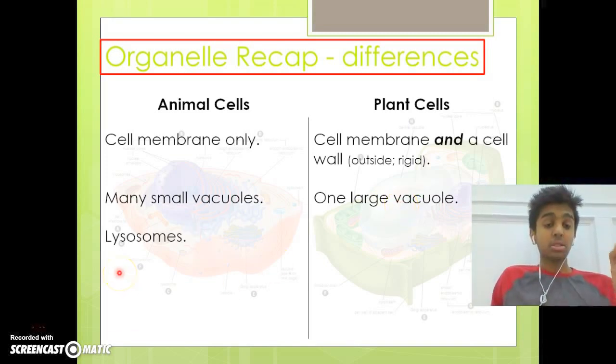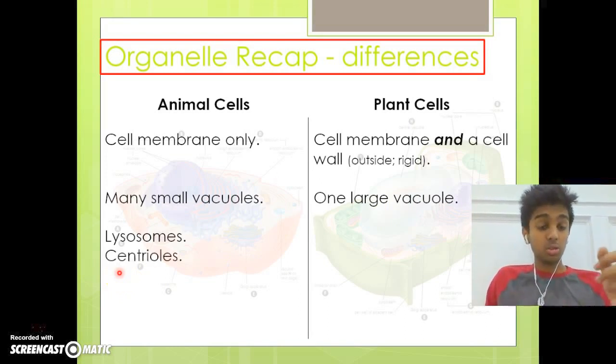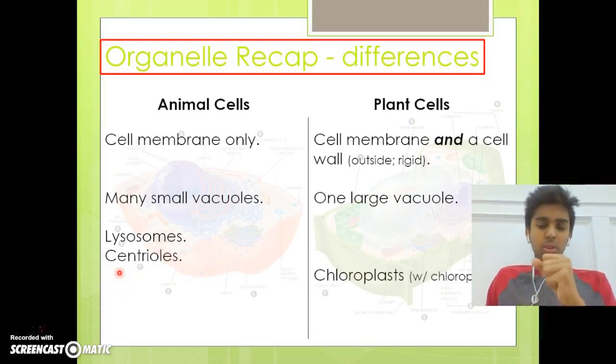Animal cells have lysosomes and they also have centrioles, whereas the plant cells have chloroplasts with the green pigment chlorophyll, so it can generate energy from light.